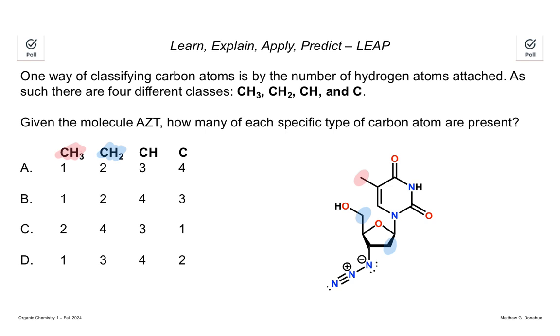Then in green, we'll do CH. How many CH groups are there? So 4. 1, 2, 3, 4. And so where are we at now? We can eliminate A, right? And so the answer has to be B.